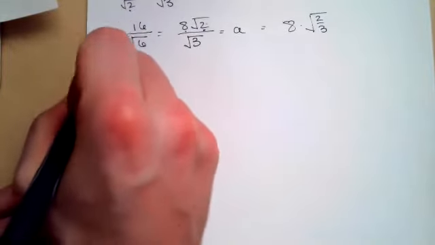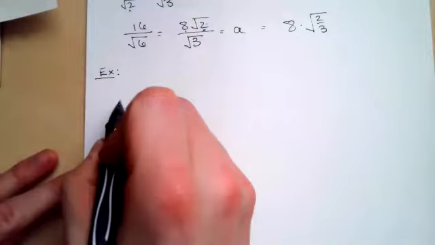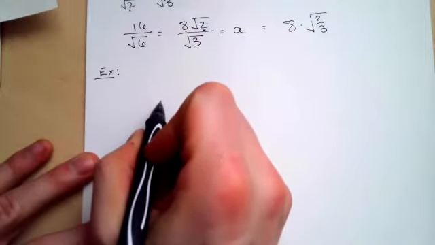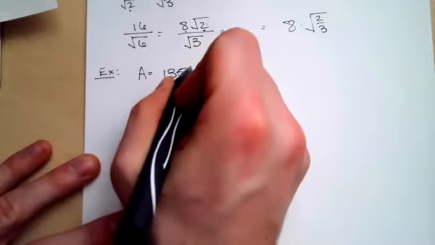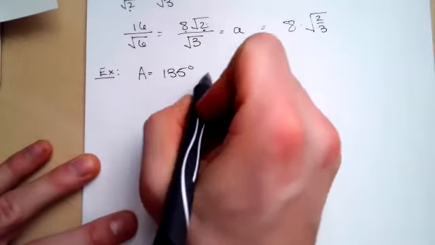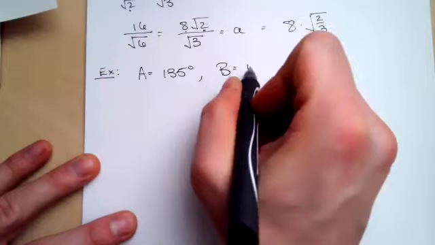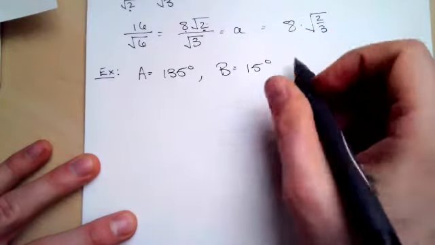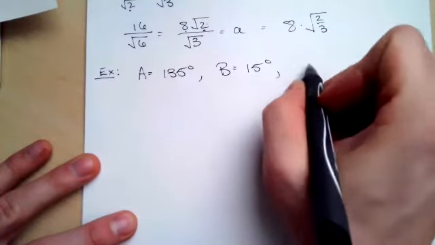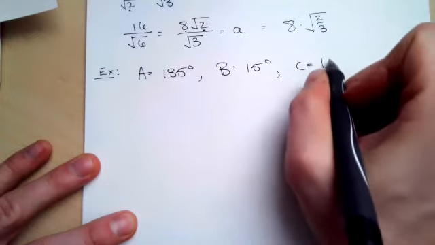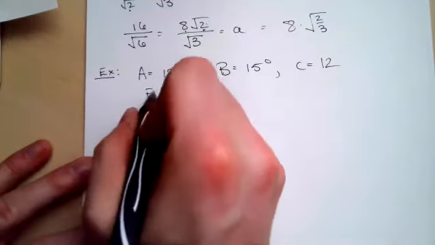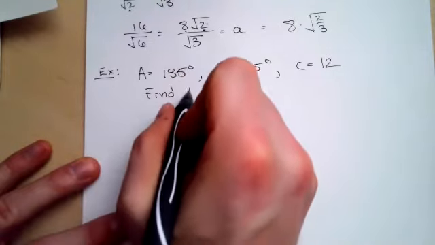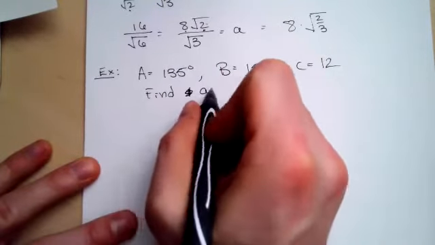Other examples. Let's do: A is 135 degrees. B is 15 degrees. C is 12, little c. And now we want to find A. Oops, side length A.